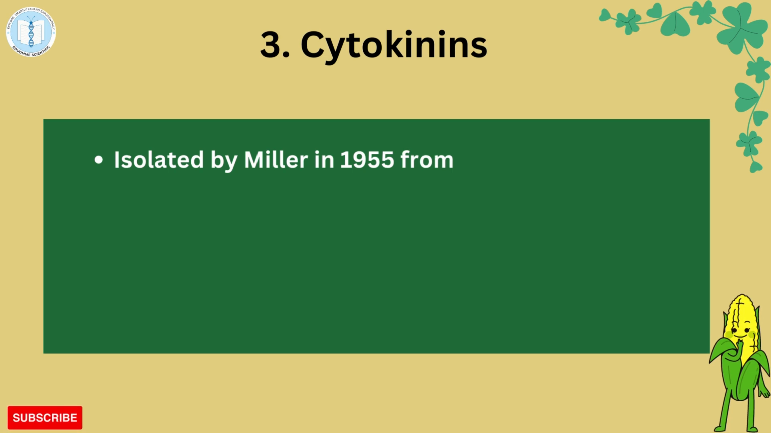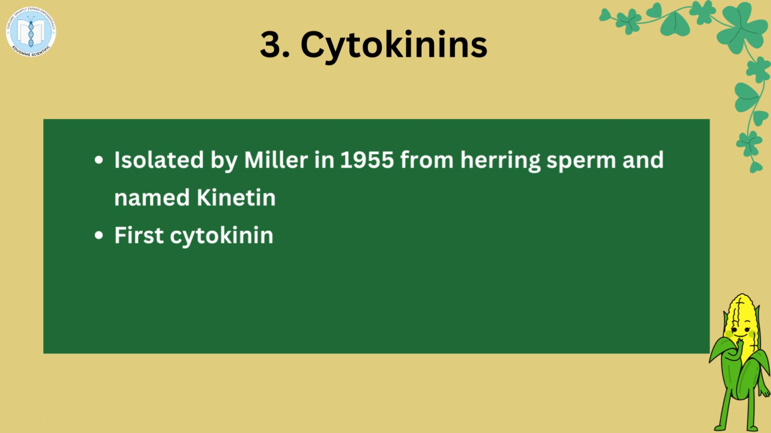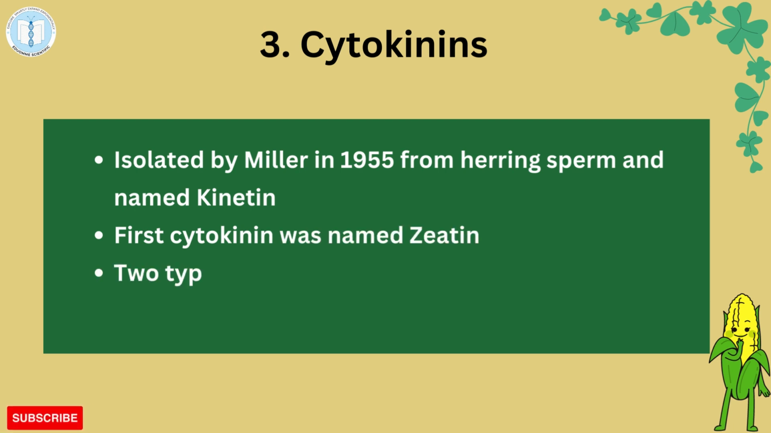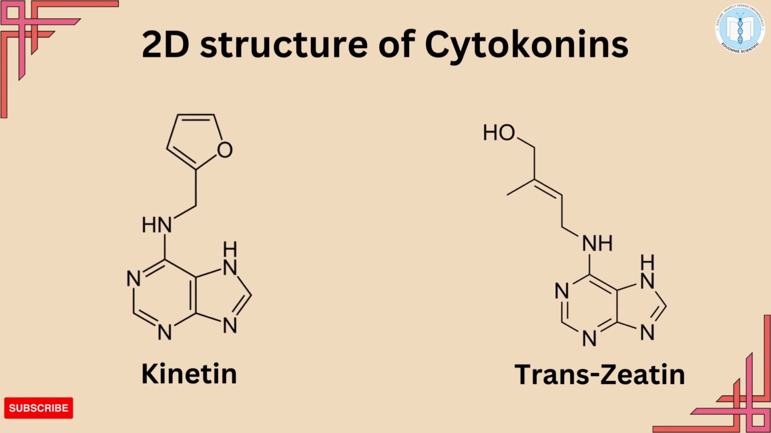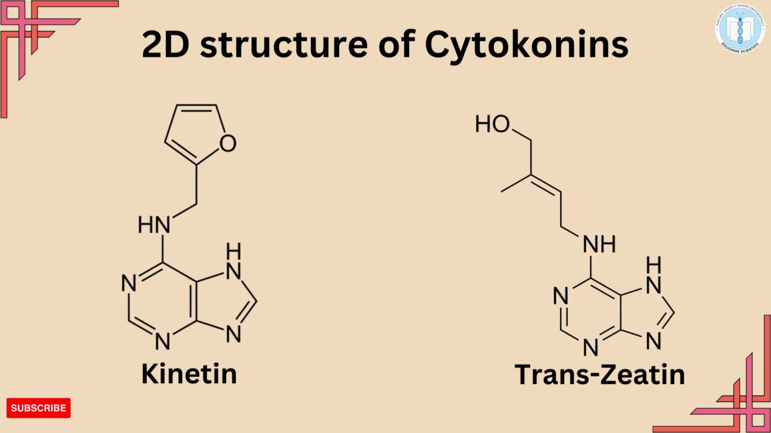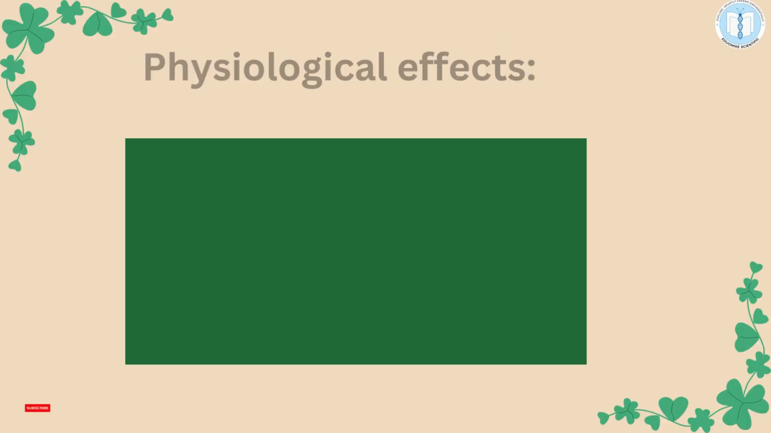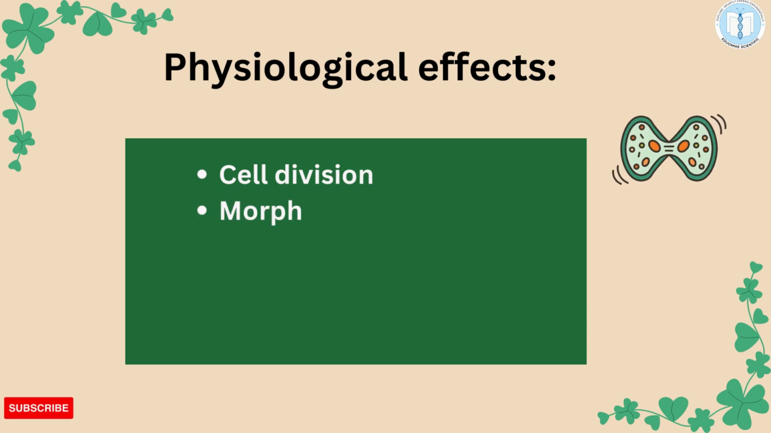The third group of plant hormones are cytokinins. Cytokinins are adenine derivatives that have diverse effects on important physiological functions in plants. The first cytokinin was isolated from herring fish sperm in 1955 by Miller and his associates. This compound was named kinetin because of its ability to promote cytokinesis. The first naturally occurring cytokinin was isolated from corn by Miller and Letham independently and it was called zeatin. There are two types of active cytokinins, zeatin and isopentenyl adenine.